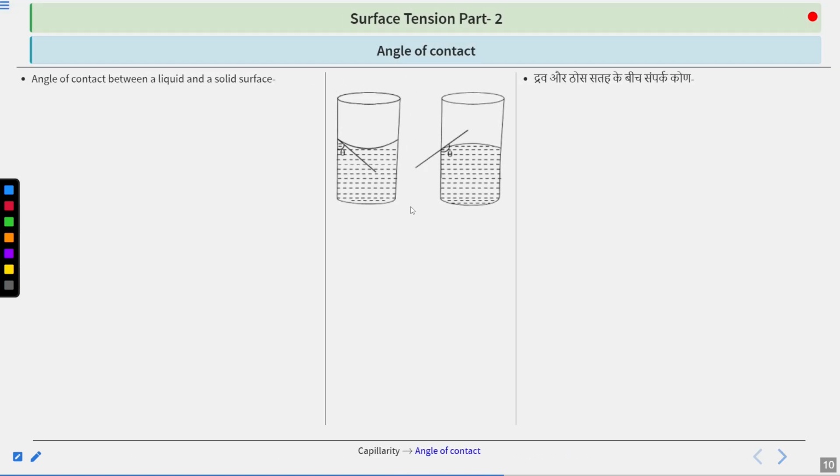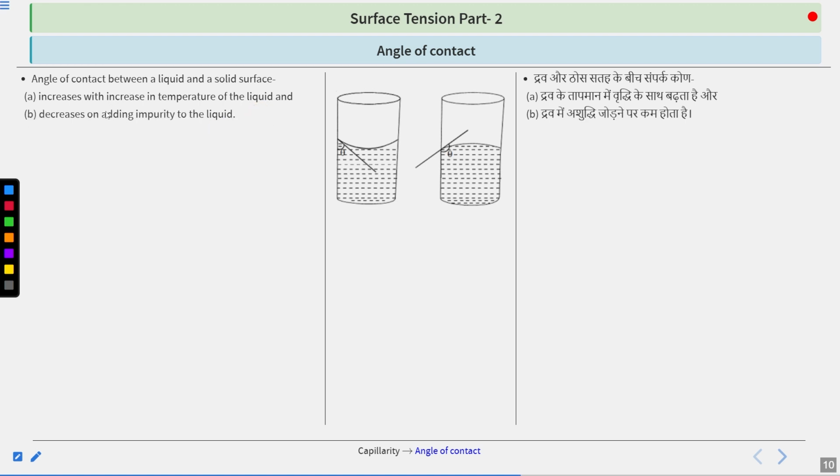Angle of contact between a liquid and a solid surface increases with increase in temperature of the liquid. So if the temperature of liquid increases, then the angle of contact also increases, and it decreases on adding impurity to the liquid. If the liquid's purity is compromised, or we could say if we add impurity to the liquid, automatically the angle of contact between the liquid and the solid surface will decrease.